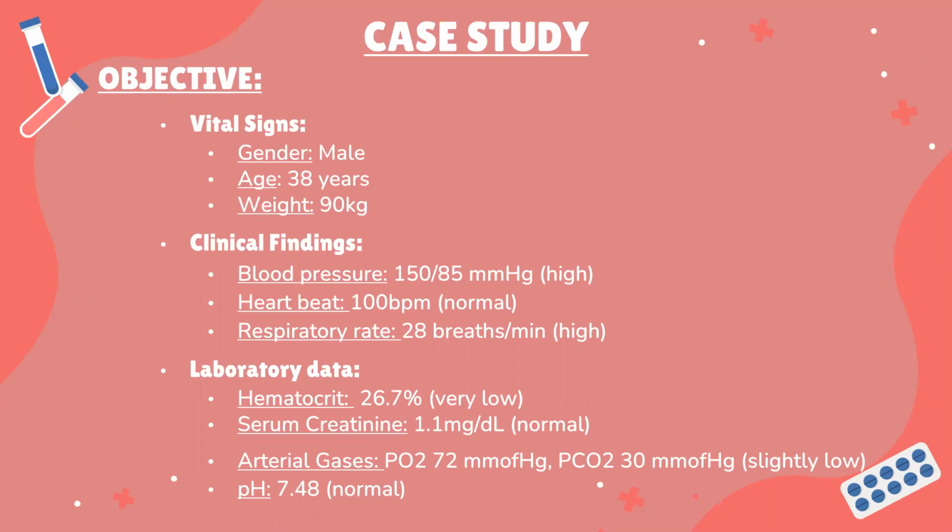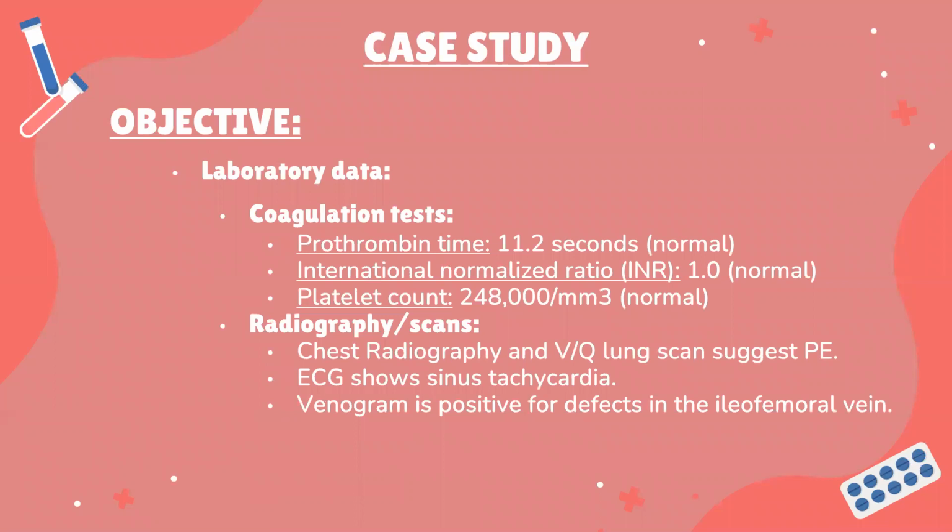In it, we see that the hematocrit is very low, but the serum creatinine level is normal. The arterial gases, oxygen and carbon dioxide are slightly lower than normal. However, his blood pH is in the normal range. Other laboratory data suggests that his prothrombin time or PT is normal, his INR is also normal, and his platelet count also lies within the normal given range.